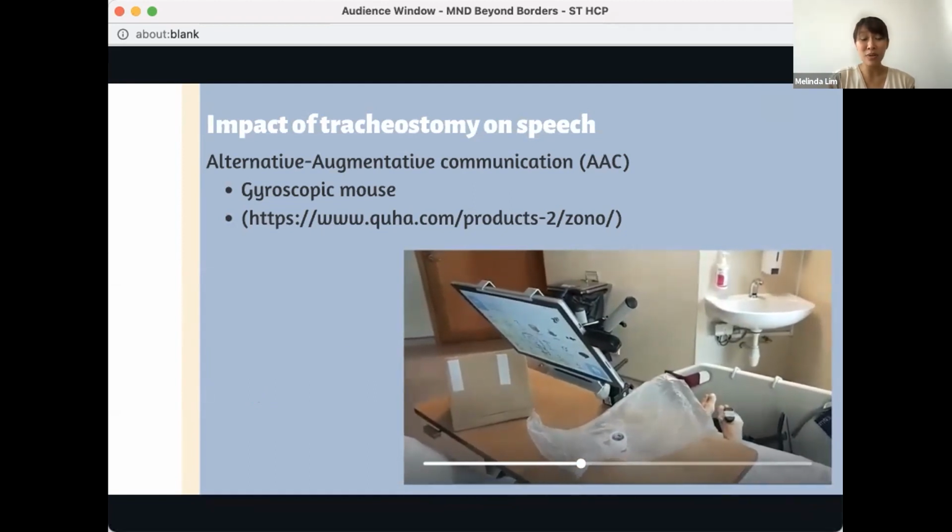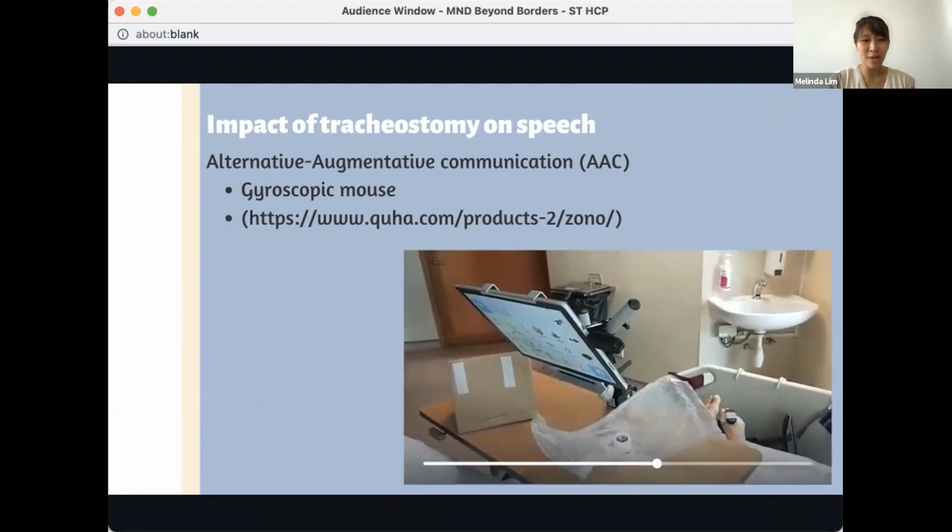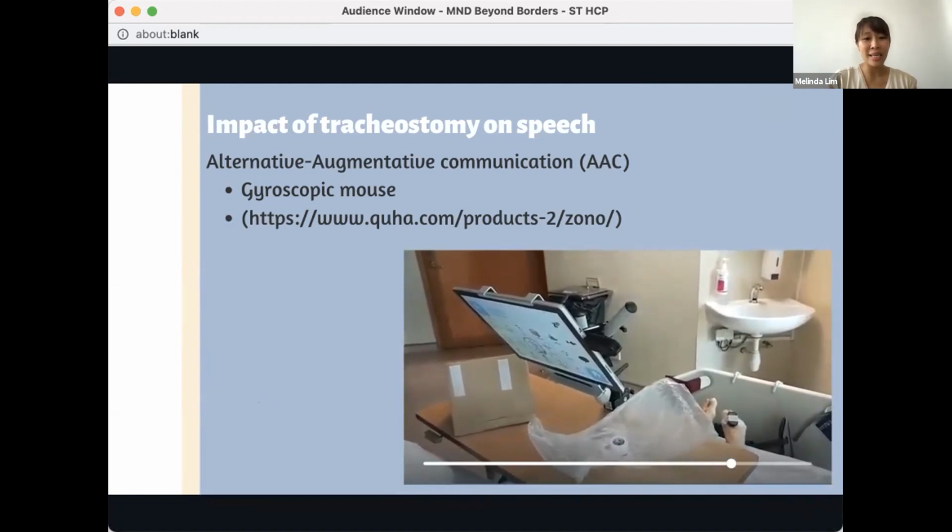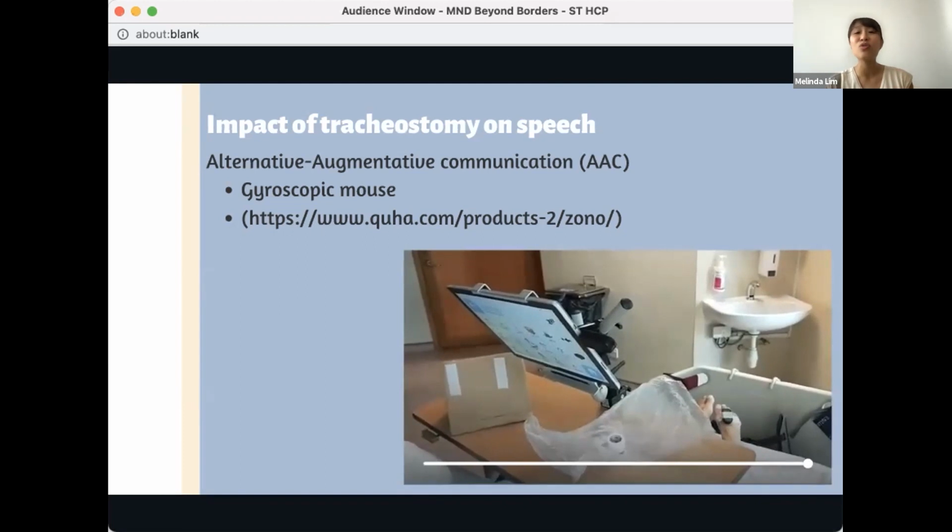So this gyroscopic mouse, it's by QHA. It's a QHA Zono. And basically, you don't just use it on the foot, right? I mean, you can use it on any part of your body that you still have good control over. Some people, you put it on their head because they have fairly good control of their head and neck, and using their head and neck movements, they can actually make selections. But for this gentleman, it was his foot that we found was the best option for him to control more successfully. So, this is access again, like how do you access certain systems?